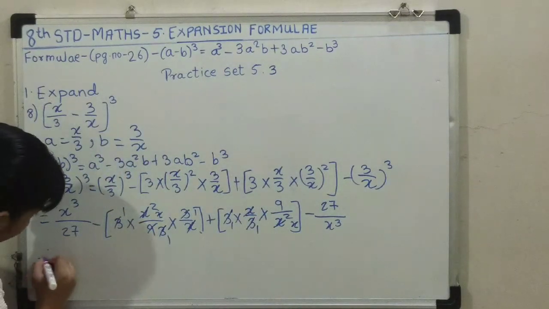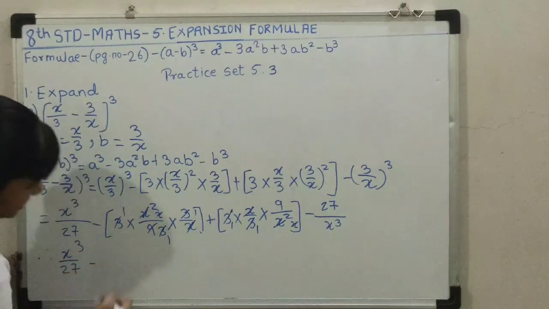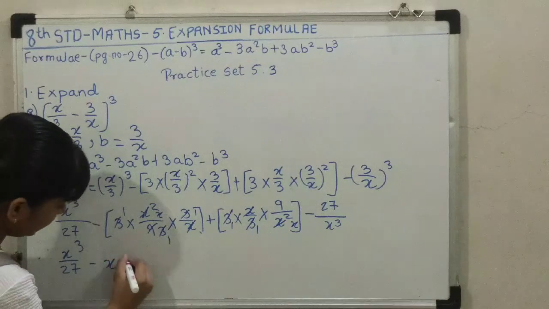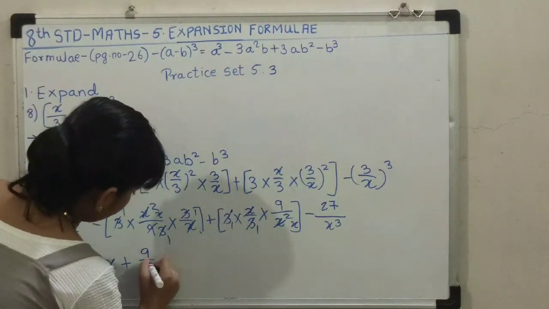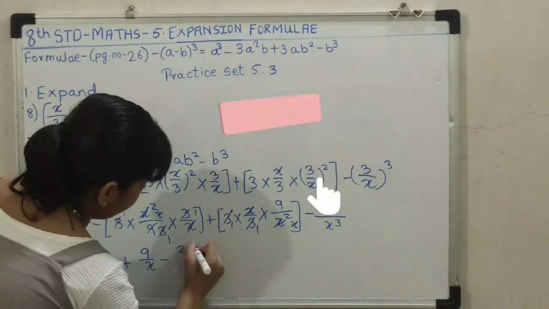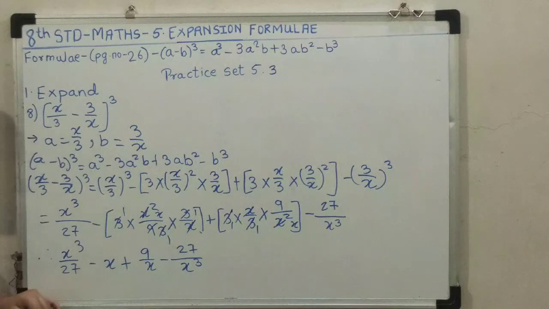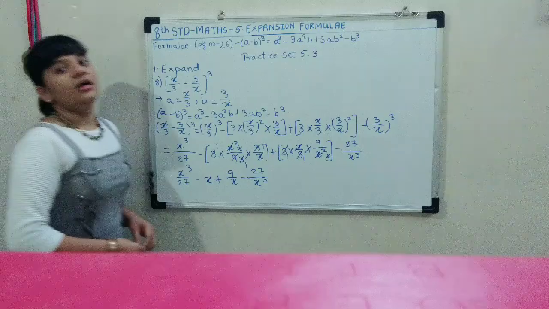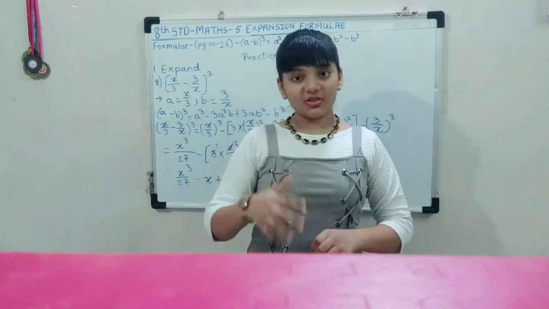So here the final answer will be x³/27 minus, here only 1 x was remaining, plus here 9/x, minus 27/x³. So this is our final answer. Now our practice 5.3 is over, and it is not over actually.